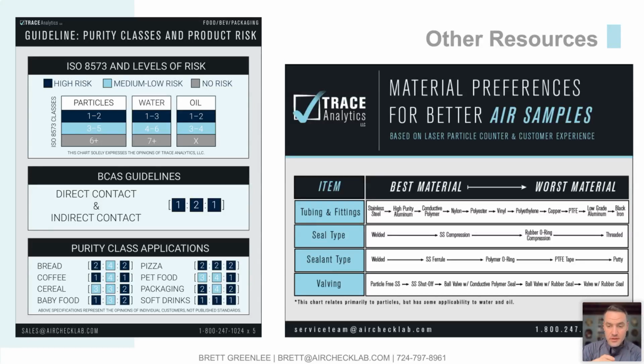Now, that's not to say that if your system is made of galvanized piping, which is really low on this list for metals, that you can't achieve high purity classes, but you need to partner with a service provider to put preventative measures in place to make sure that you do.